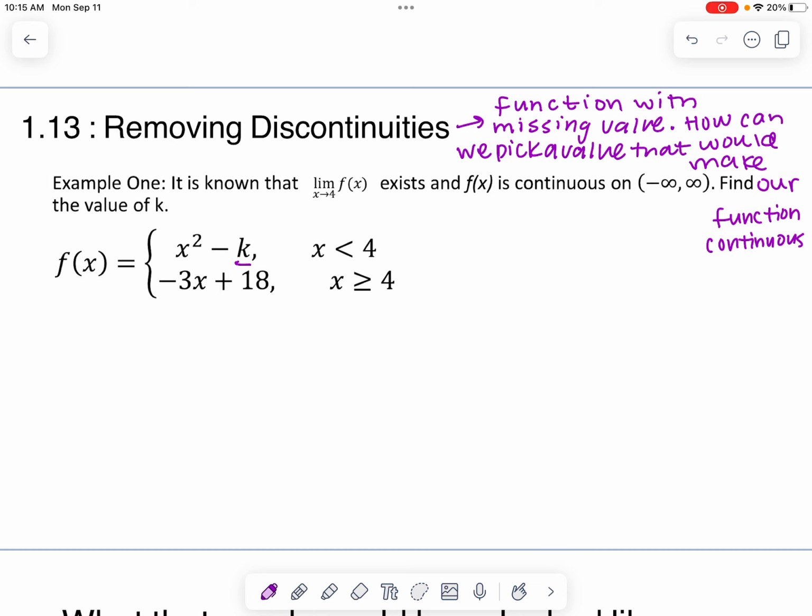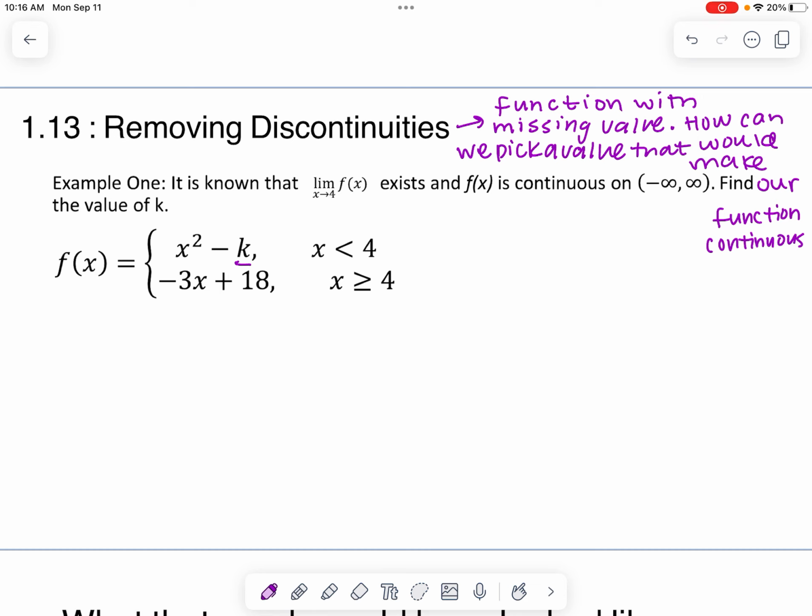And so a reminder, there are 3 conditions for continuity. One of them is that the point has to exist. The second one is the limit has to exist. And the third one is the point has to equal the limit. And so let's see how this applies to this one and how we can use those 3 conditions to help us figure out what is this missing value.